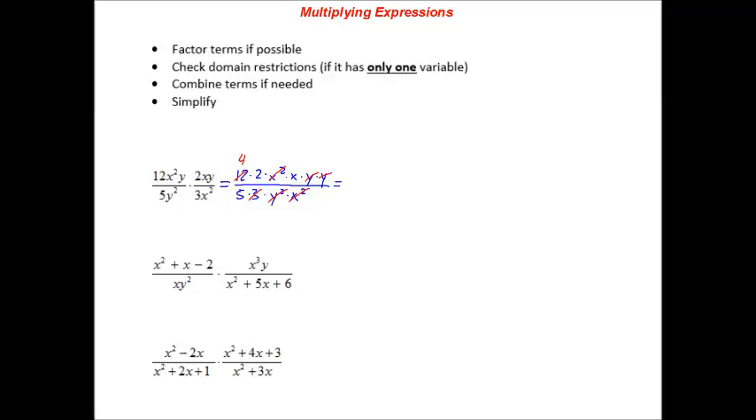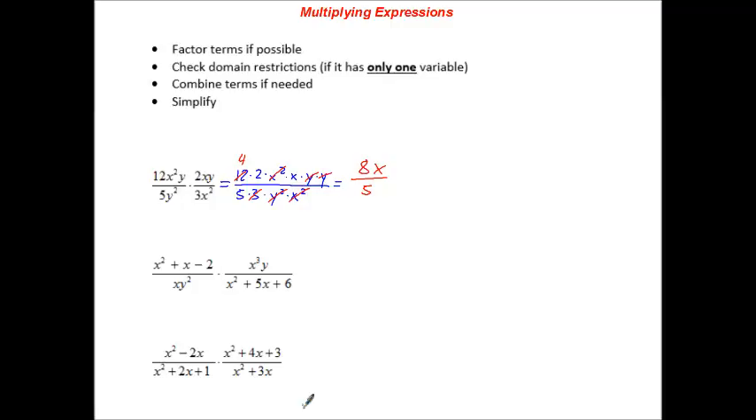And so our fully simplified rational expression is 8x divided by 5. We do not have to look for domain restrictions here because we started off with two variables, x and y. Okay, let's go to the next example.